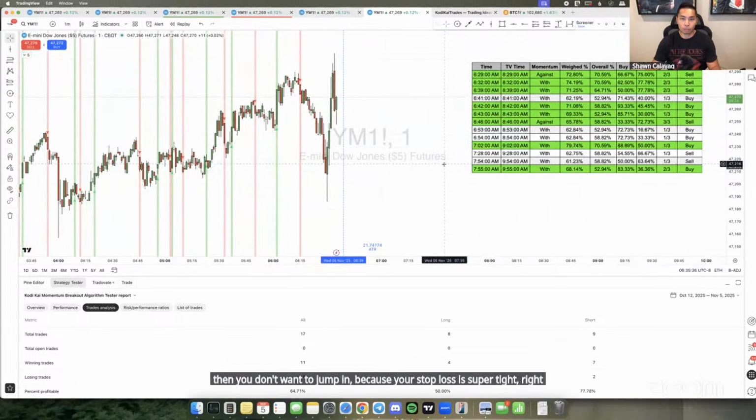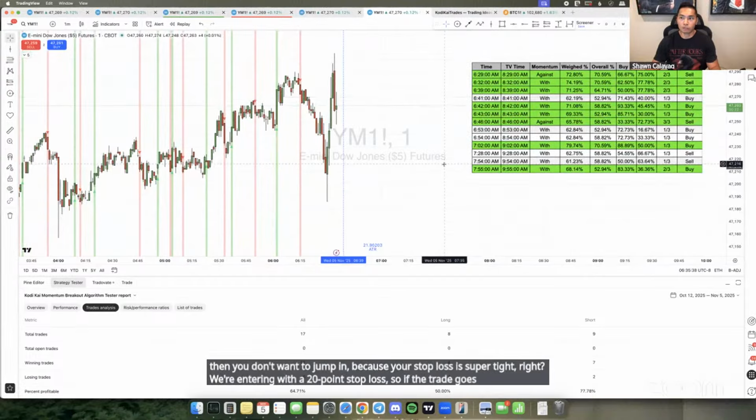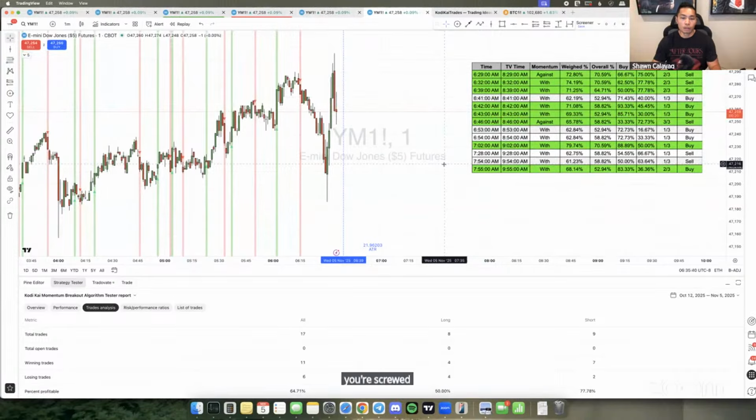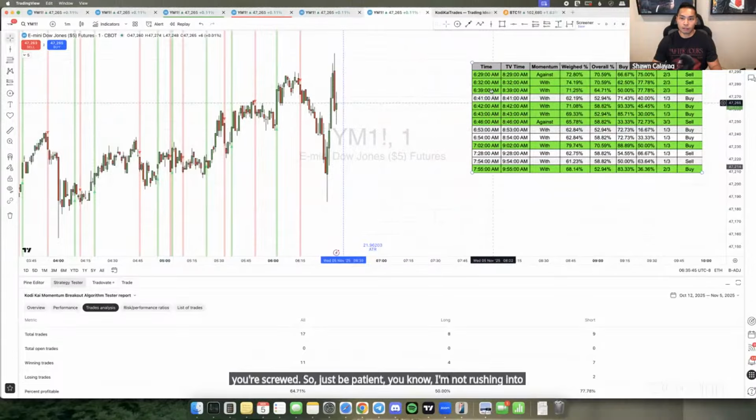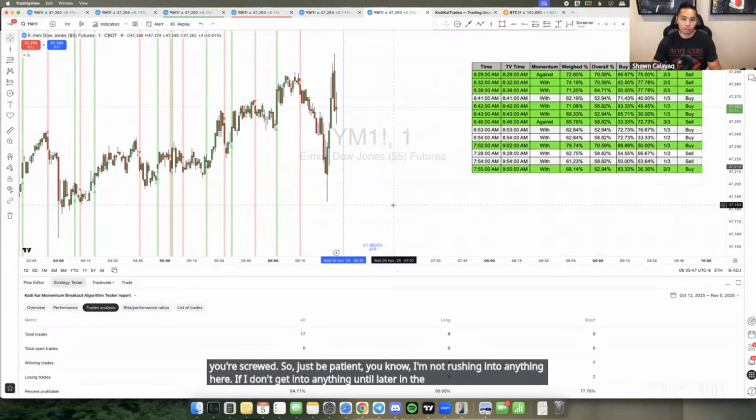We're entering with a 20-point stop loss. So if the trade goes against you even for a second, you're screwed. So just be patient. I'm not rushing into anything here. If I don't get into anything until later in the session, that's perfectly fine.